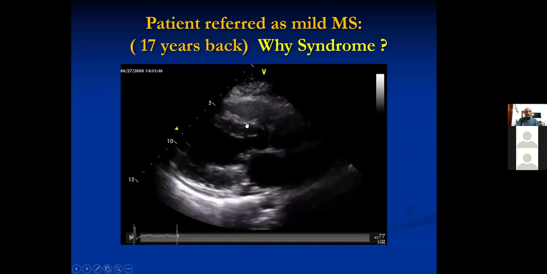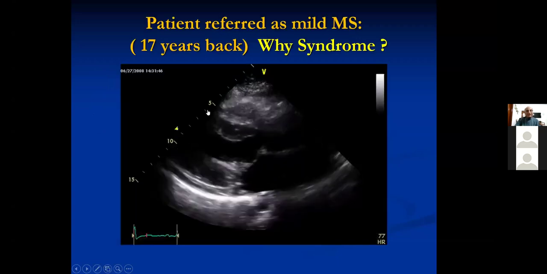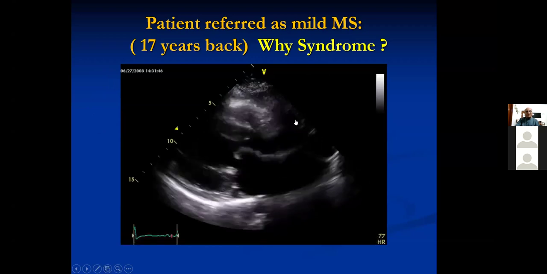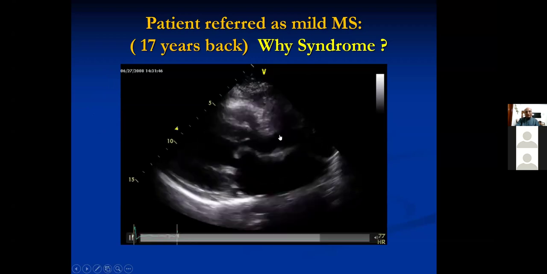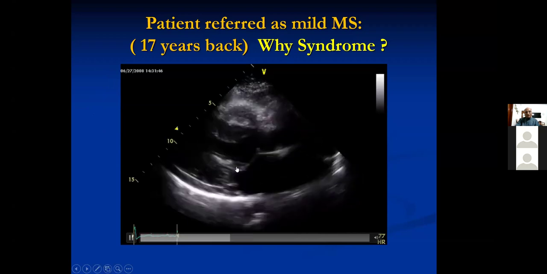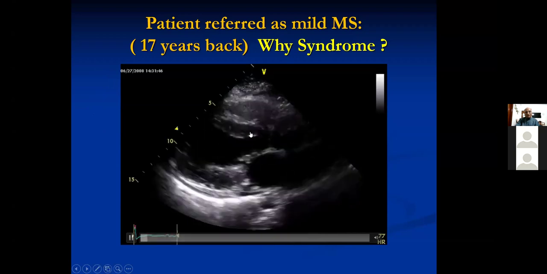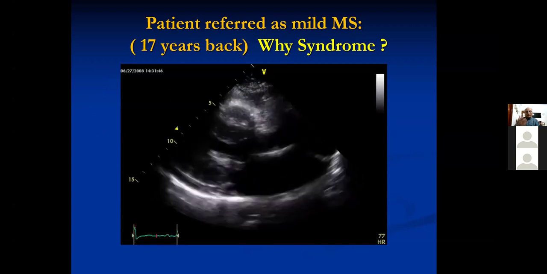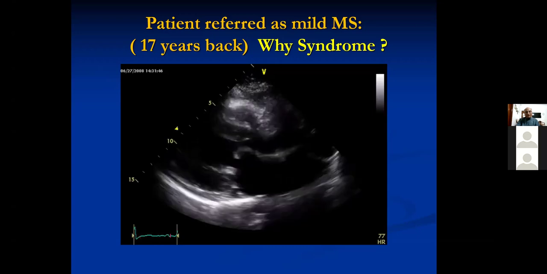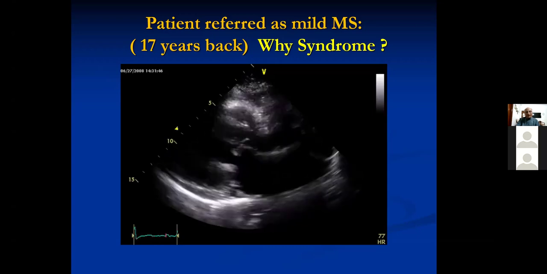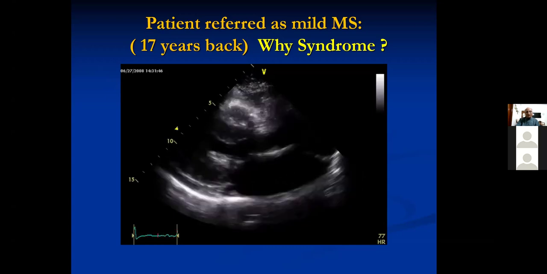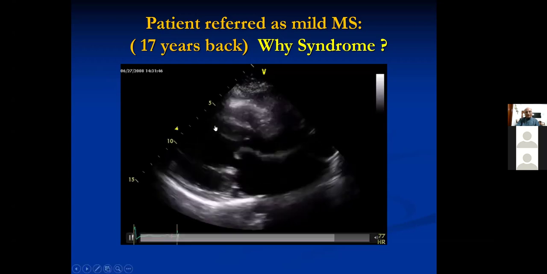a high syndrome. Now see, this patient we got 17 years back, in 2008, that is why you see the imaging. The patient was referred as a case of mild MS. Of course there is mild MS, but one thing which was problematic, why the IVS is thickened. In our daily practice, the common causes of IVS thickening are hypertension, which was not present here, hypertrophic cardiomyopathy, which was not there, aortic stenosis, and all this. So this gave us a hint that we are missing something.